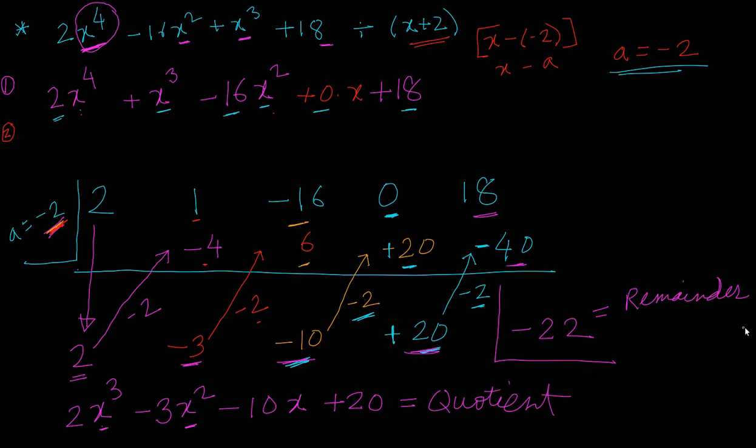All right, that's how we get the remainder and quotient. This is the second example of our synthetic division. That will be the end of synthetic division. In the next video we'll learn the remainder theorem, the factor theorem, and do some problems. Okay, thank you.